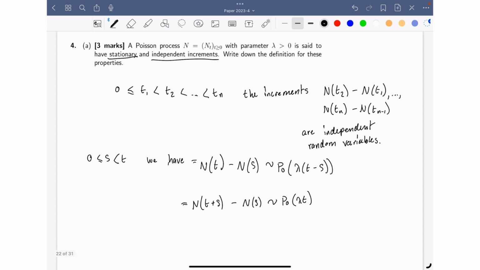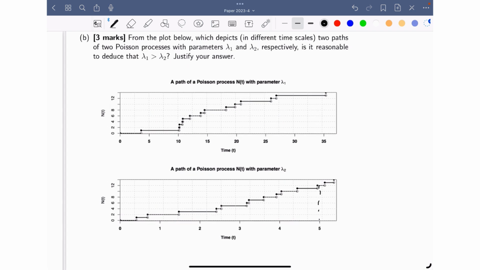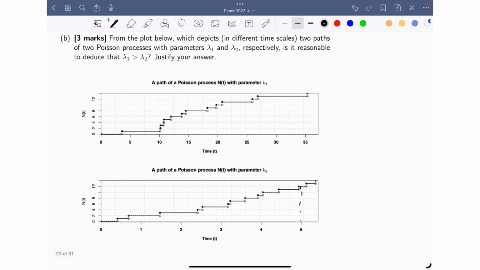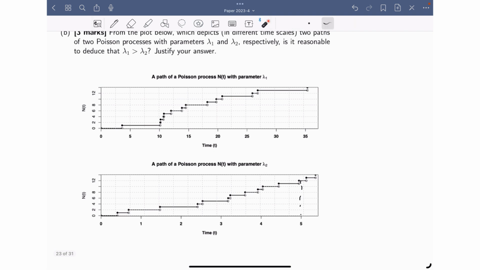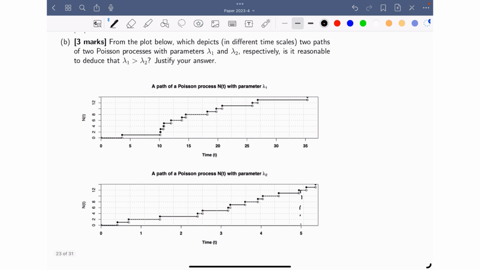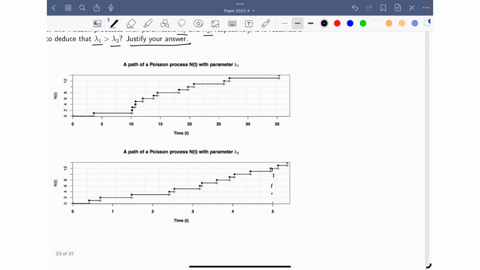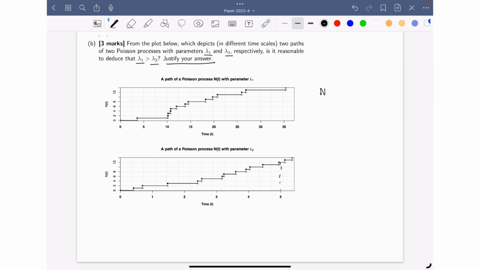question there. So B, we're given these nice diagrams with plots. Now, just noting the fact that this goes up to 5 and this goes up to 35, so the scale is different. And from the plot below, we have two paths of Poisson processes with lambda 1 and lambda 2, respectively. It is reasonable to deduce that lambda 1 is greater than lambda 2, justify your answer. So, pretty much straightforward. My answer is just no. So, this is lambda 1, this has lambda 2.